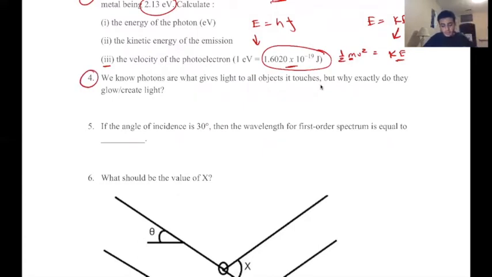So number 4, we know photons are what give light to all objects they touch, but why exactly do they glow or create light? I'm not sure if you guys have covered this yet. I think you're going to cover it on Wednesday, but think about energy diagrams and what exactly happens to electrons when they go up in energy level, and what happens when they go back down. What do they absorb as they go up, and do they emit, or do they absorb anything as they go back down to that same energy level? That should be your line of reasoning for number 4.